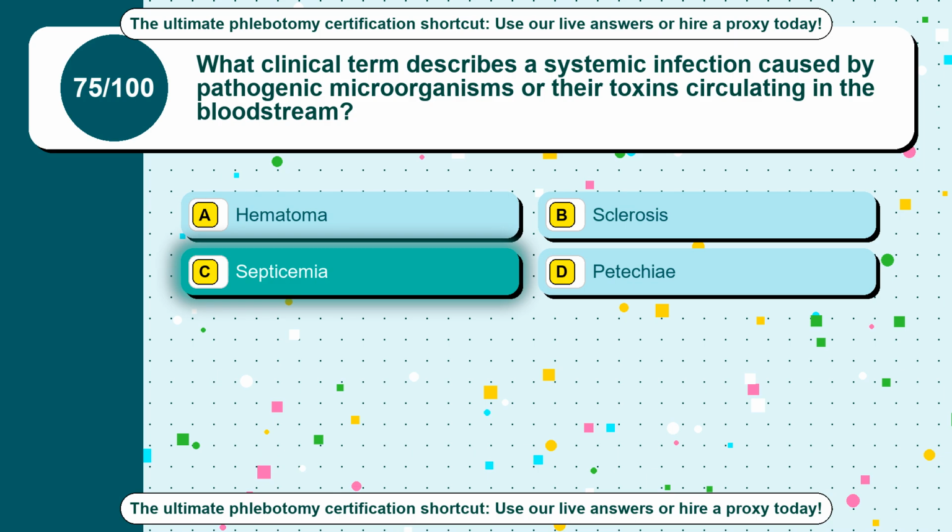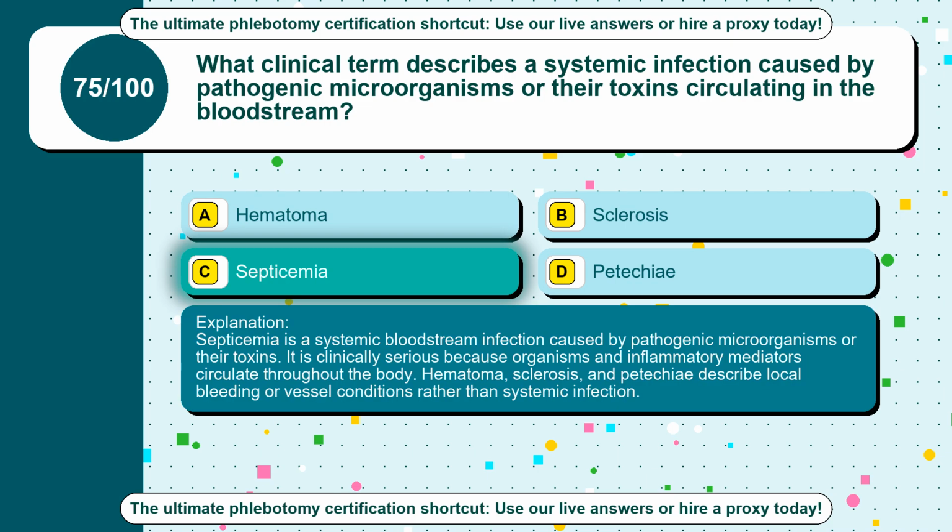Septicemia. Septicemia is a systemic bloodstream infection caused by pathogenic microorganisms or their toxins. It is clinically serious because organisms and inflammatory mediators circulate throughout the body. Hematoma, sclerosis, and petechiae describe local bleeding or vessel conditions rather than systemic infection.